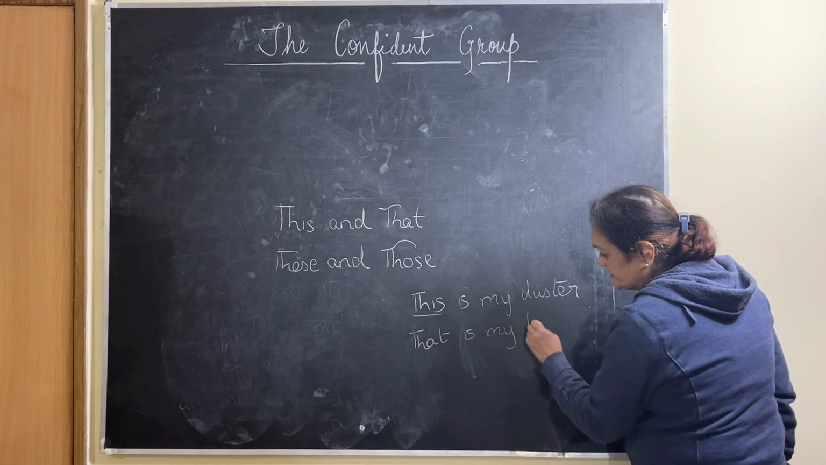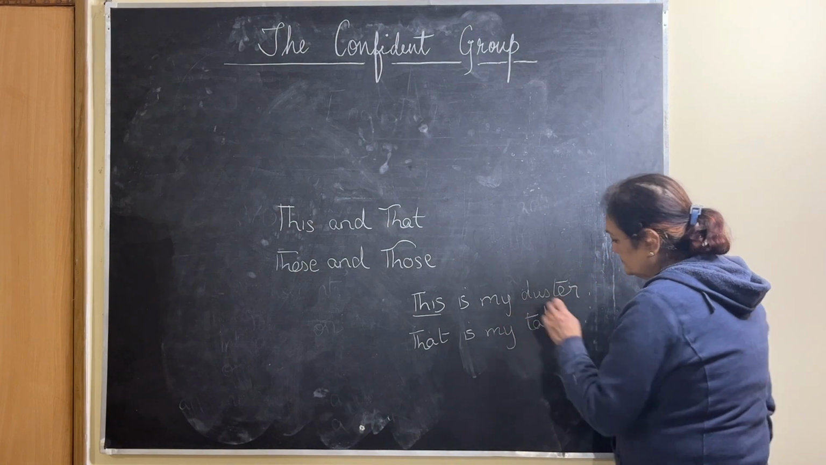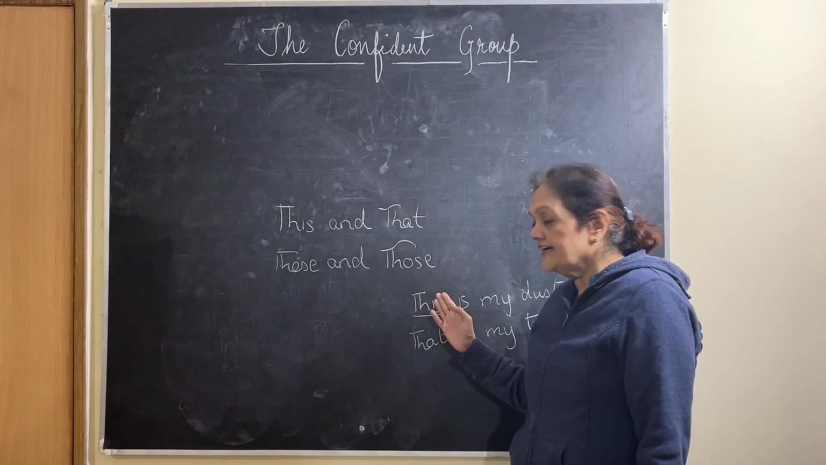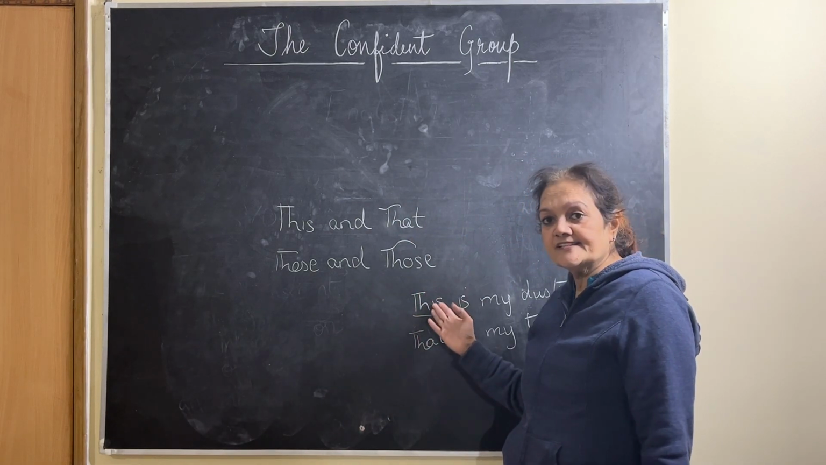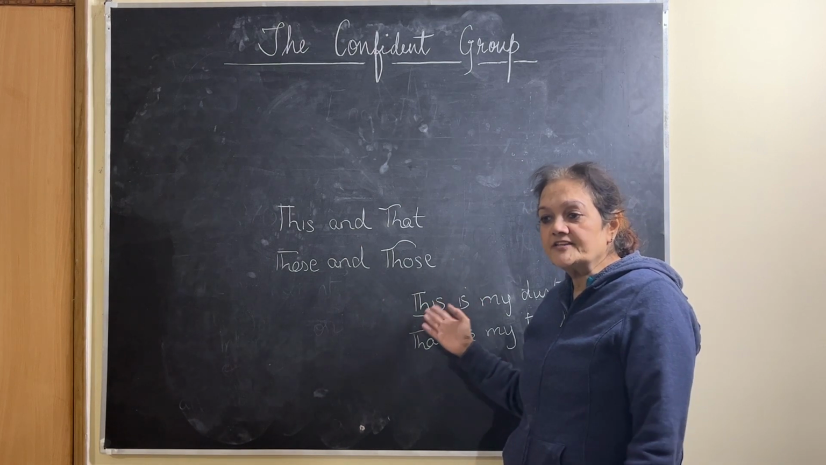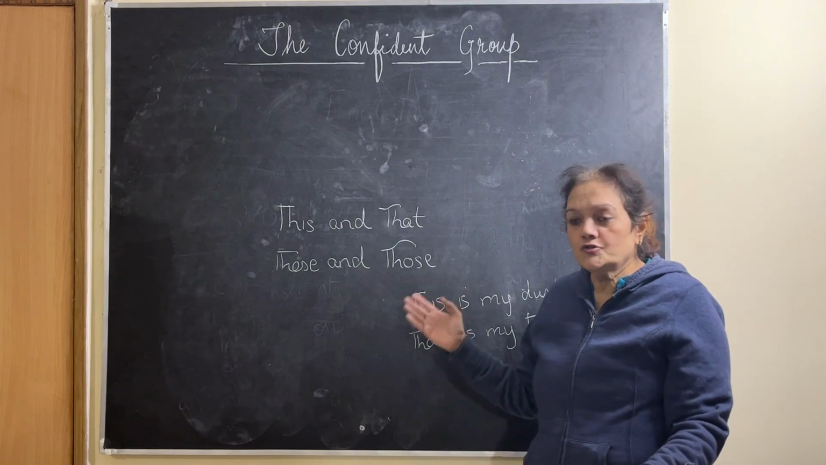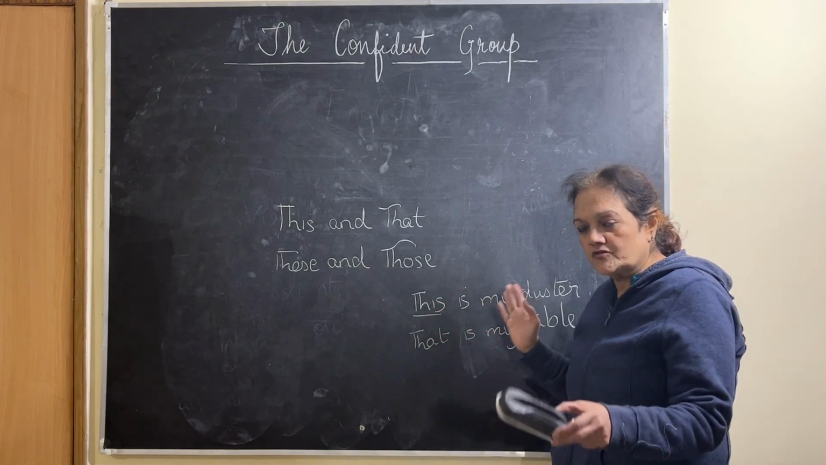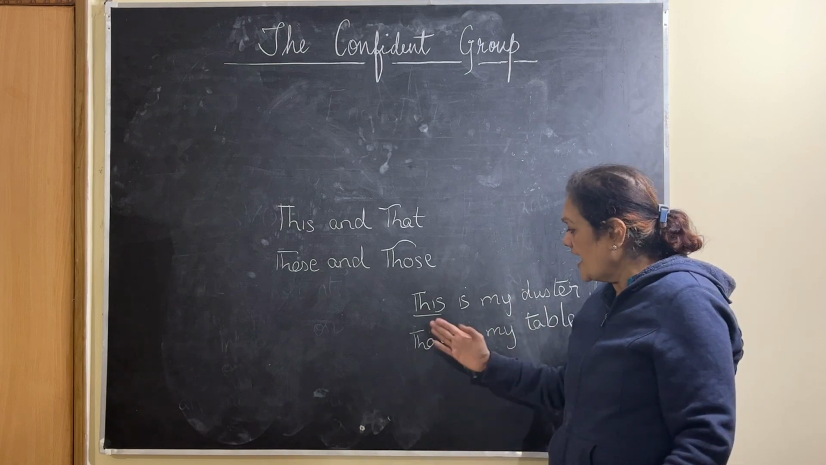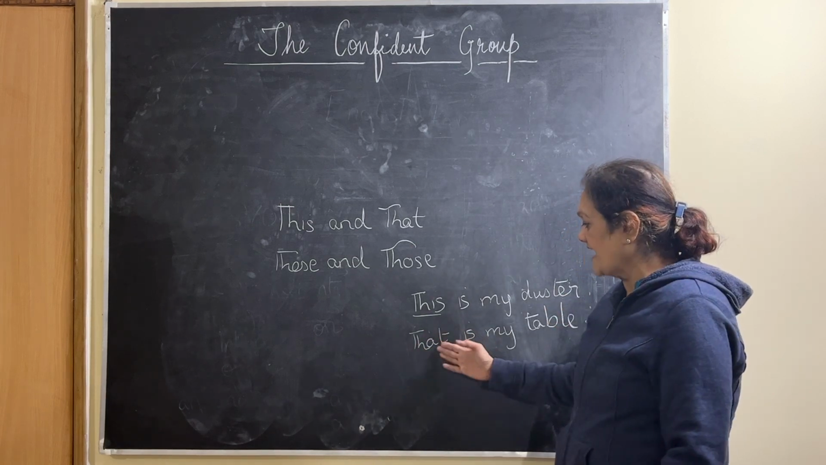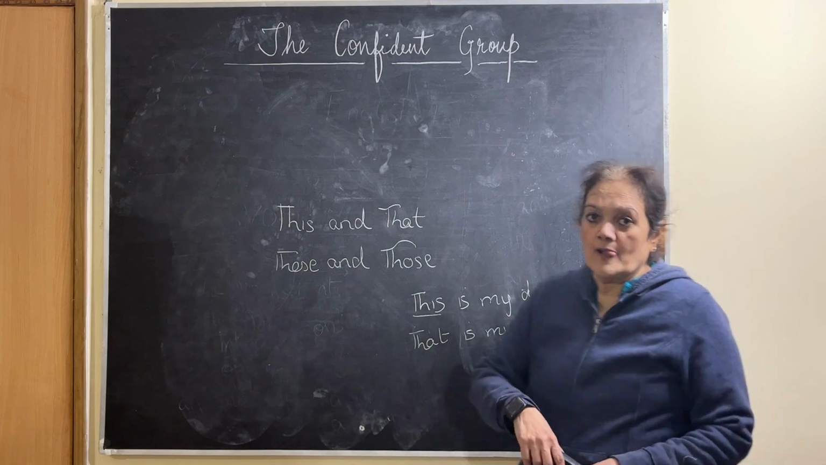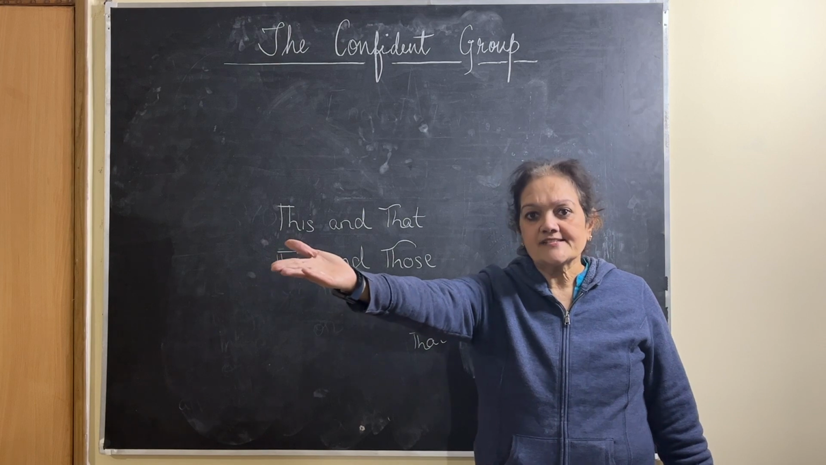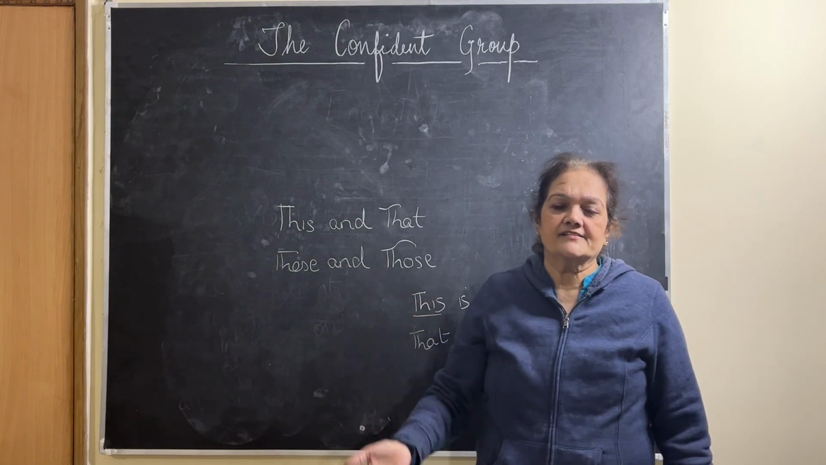That is my table. That is my table. So what have you learned? You have learned that this is used for things which are near you or very close to you. When you are talking about anything that is near you, you use this, and for things that are far away, you use that. Like, that is my table. I'm pointing out and telling you that that is my table because it's somewhere far away.